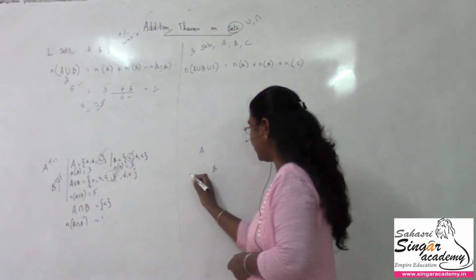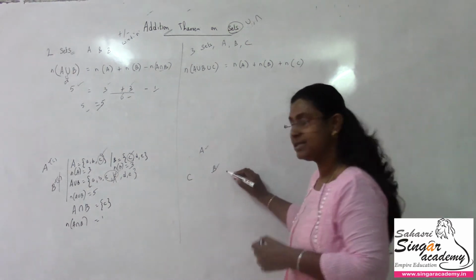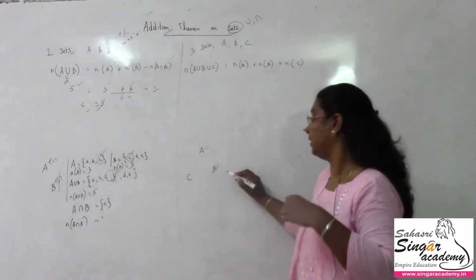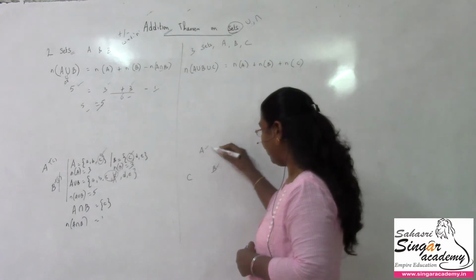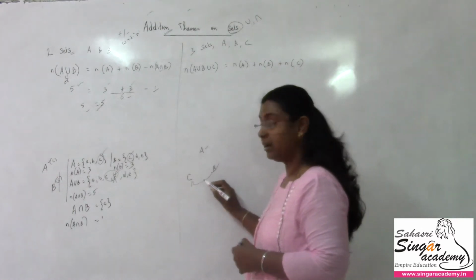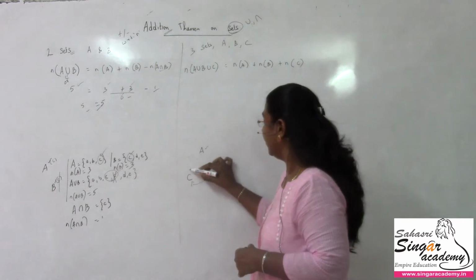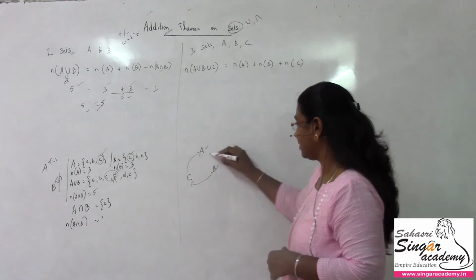I have B and I have C. When I take A and B, there will be some elements common to both A and B. So A intersection B la edavadhu elements common a irukalam. Appa na remove panna vendi irukum. B intersection C la edavadhu common a irukalam. In turn I have to remove that. A intersection C la common a irukalam, so in turn I have to remove that. So let's check what happens.